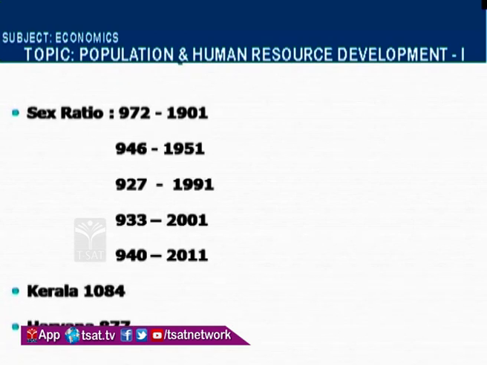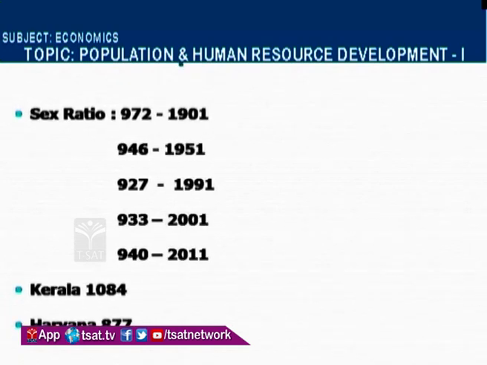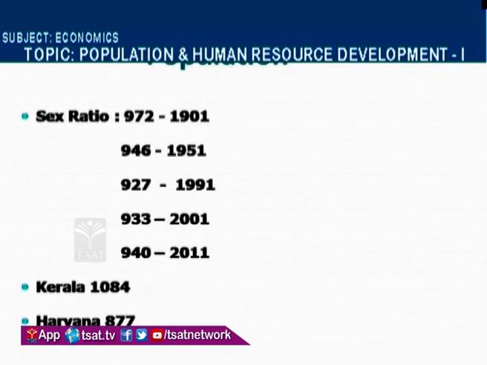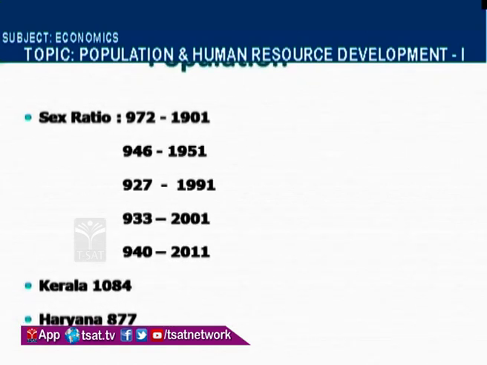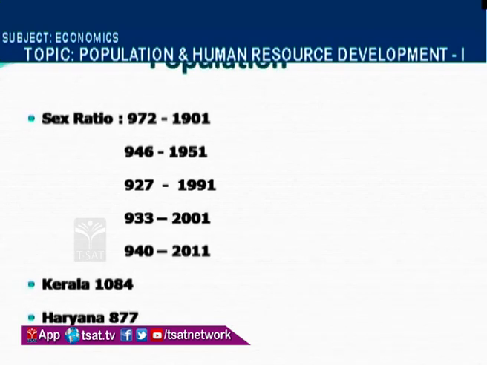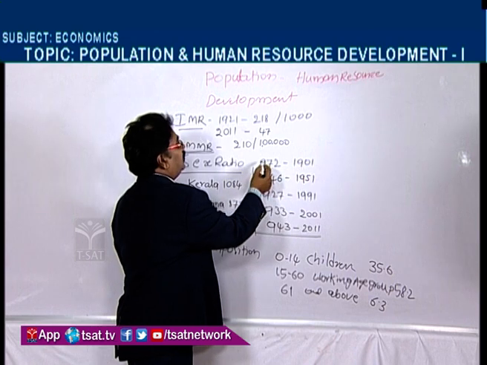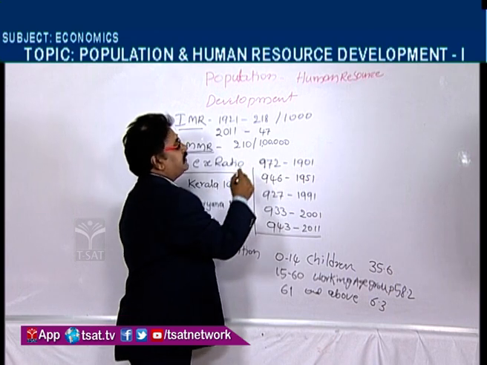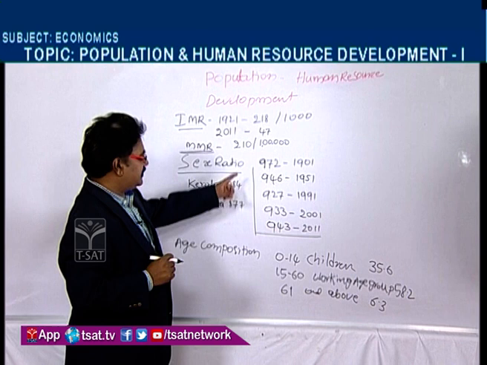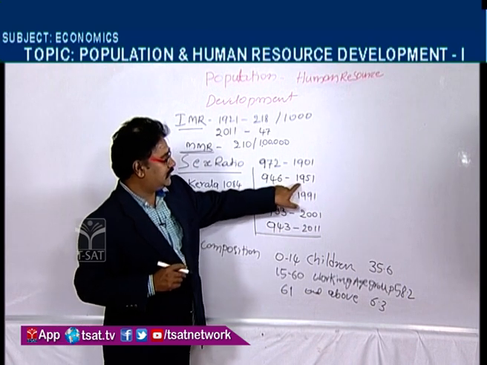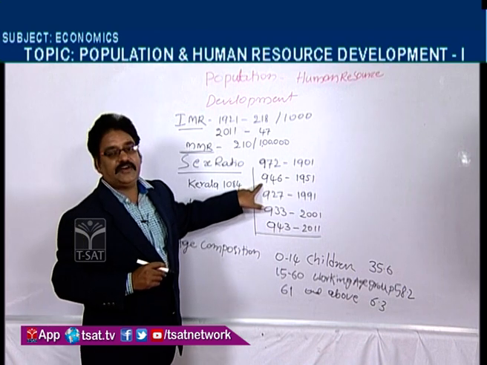And next come to the point of sex ratio. If we observe the sex ratio during the period of 1901 to 2011, we can assess that during 1901, the sex ratio is 972. It declined after 50 years. In 1951, it is 946.